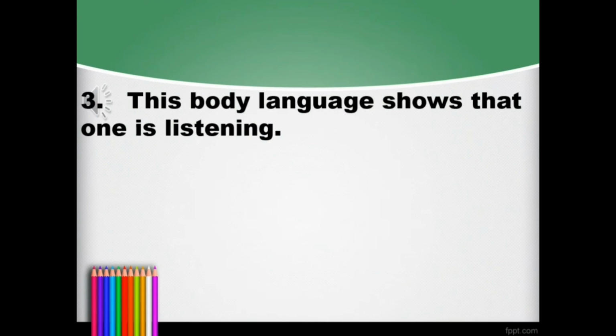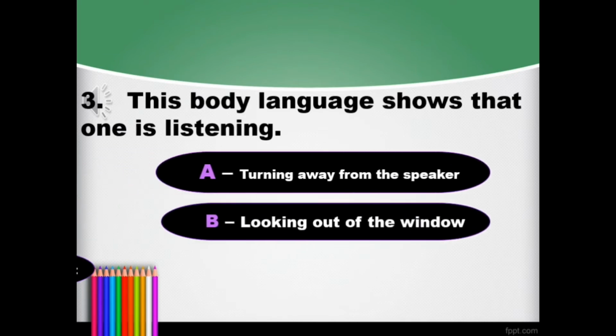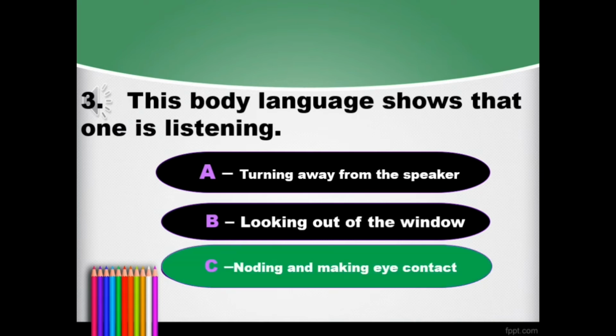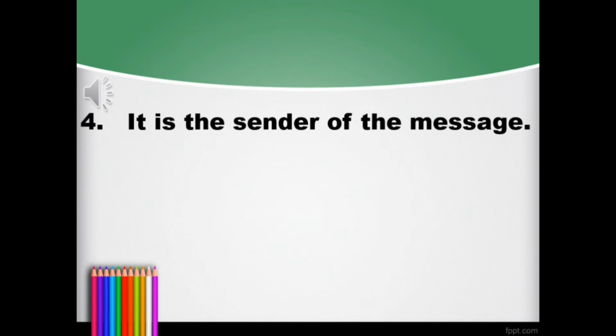This body language shows that one is listening. Is it A, turning away from the speaker? B, looking out of the window? Or C, nodding and making eye contact? What's the right answer? Oh yes, you are right. Nodding and making eye contact. That's letter C.